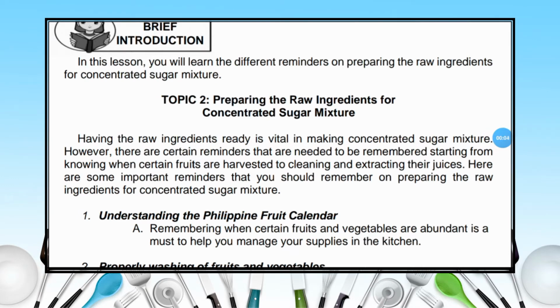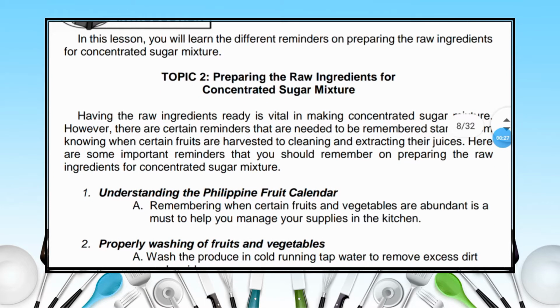This part of the module is the brief introduction. Here you will find the main content of the discussion for the topic or for the lesson this week. So for this lesson, you will learn the different reminders on preparing the raw ingredients for concentrated sugar mixture. So, what are the things you should remember in preparing what you need for making concentrated sugar mixture?